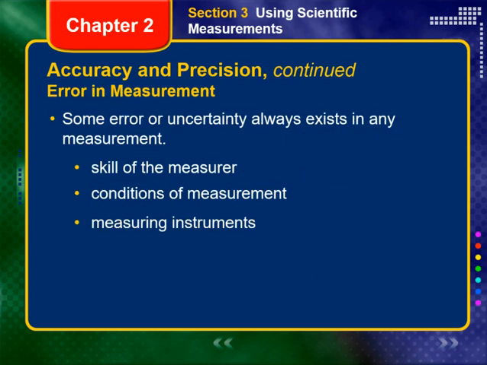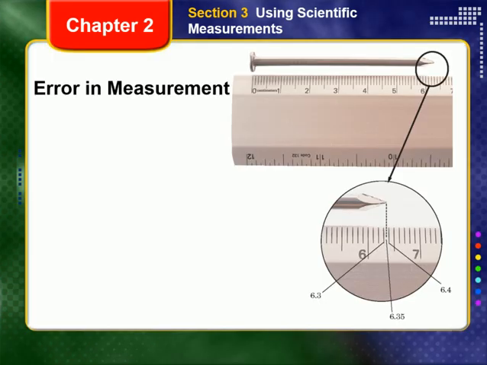Some error or uncertainty always exists in any measurement. The skill of the measurer places limits on the reliability of results. The conditions of measurement also affect the outcome. The measuring instruments themselves place limitations on precision. Some balances can be read more precisely than others, for example. The same is true of rulers, graduated cylinders, and other measuring devices. When you use a properly calibrated measuring device, you can almost be certain of a particular number of digits in the reading.